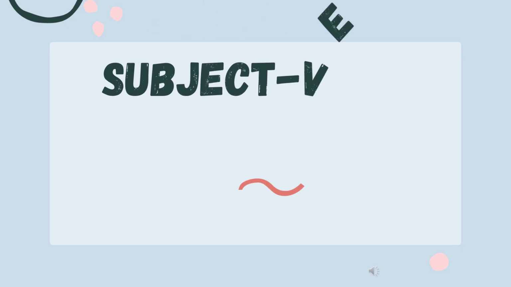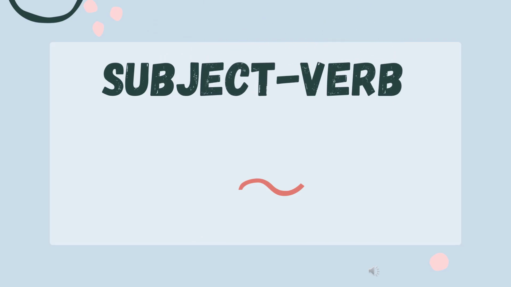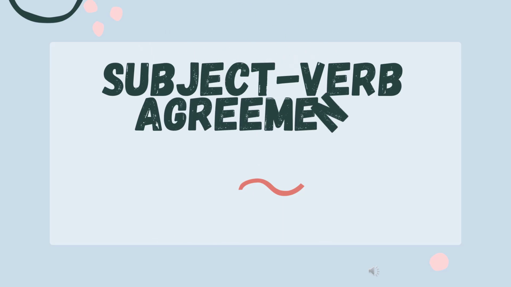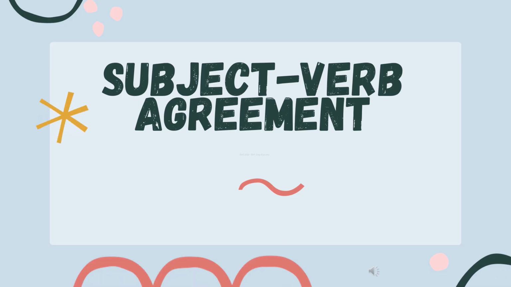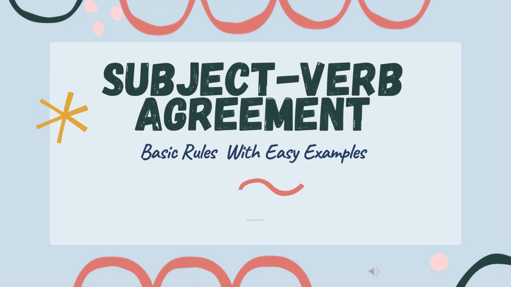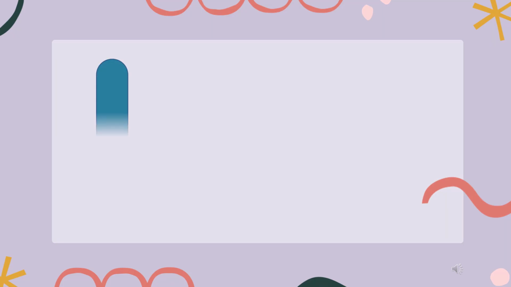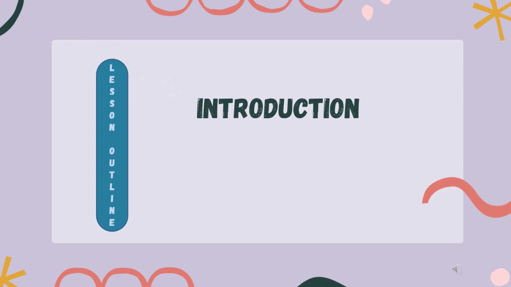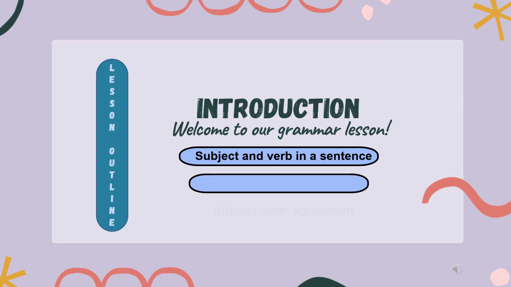In our last lesson, we learned about verbs and their types. Today, we'll take the next step: subject-verb agreement, the rule that keeps your sentences clear and mistake-free, whether you're writing or speaking. Ready to avoid common errors and polish your grammar? Let's explore it in detail. Every sentence needs a subject and verb, and they must agree. Today, we'll learn the basic rules to match them correctly.